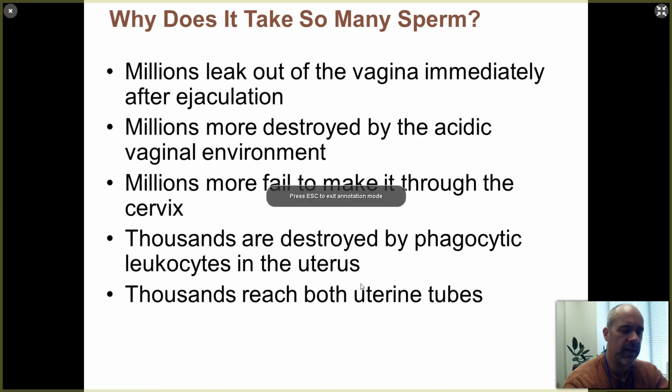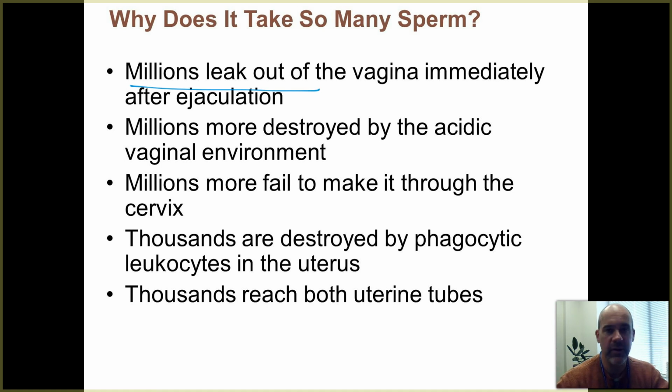All right, so taking a look at that, why does it take so many sperm? Why do men have to produce millions and millions and millions of sperm cells for each ejaculation? Well, just looking at what sperm cells have to accomplish to find a secondary oocyte, it's probably not a big surprise, but millions will leak out of the vagina immediately after ejaculation.